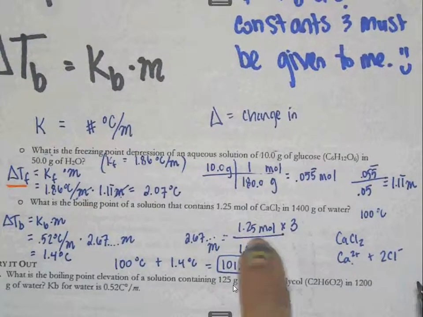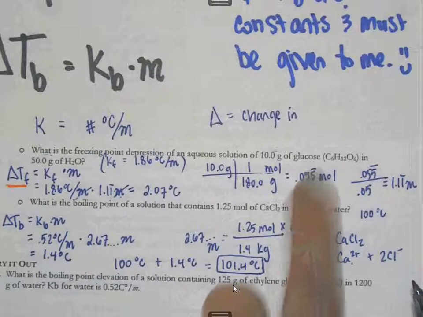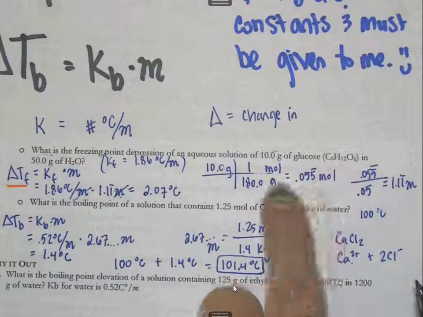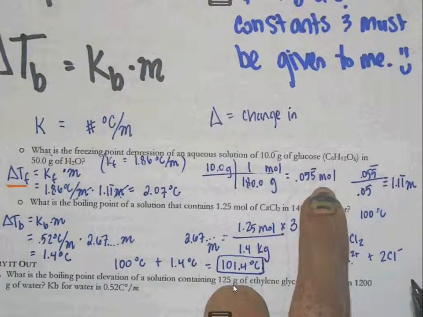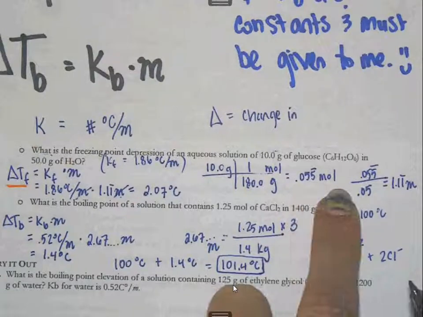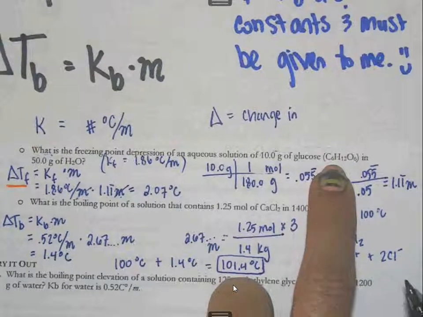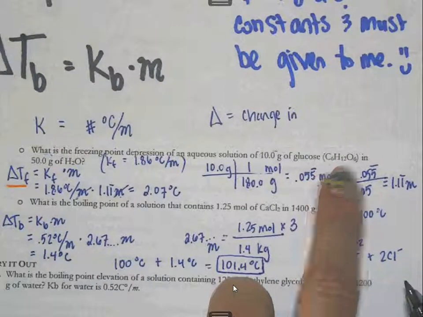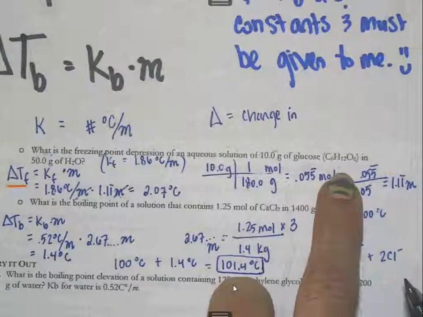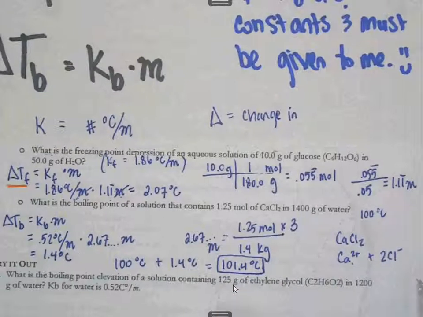If this did not break up and it stayed together, I wouldn't have multiplied it. For example, up here with the glucose, if you notice, I didn't multiply the molarity or the number of moles by any factor because it's covalent. It stays together in solution. It doesn't break up, so therefore there's no need for me to split it apart into ions.